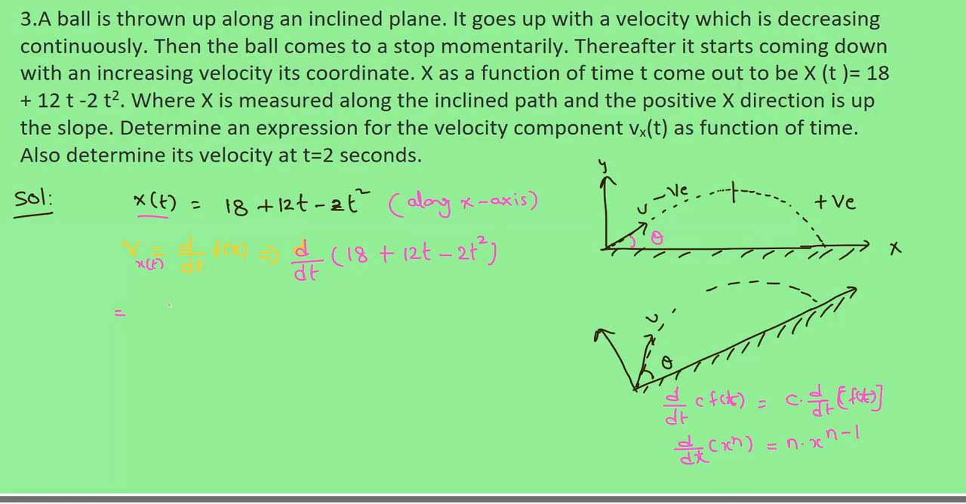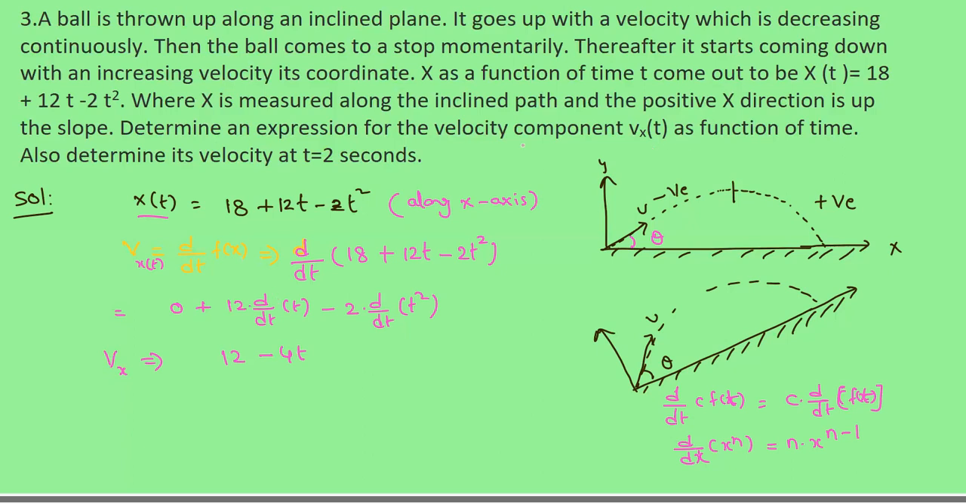So what you are going to get: d by dt of the constant is 0. For d by dt of 12t, take the 12 out as common and write d by dt of t. For minus 2t², take 2 out as common and write 2 times d by dt of t squared. So now you get 0 plus 12 minus 4t. This is the velocity along the x direction.